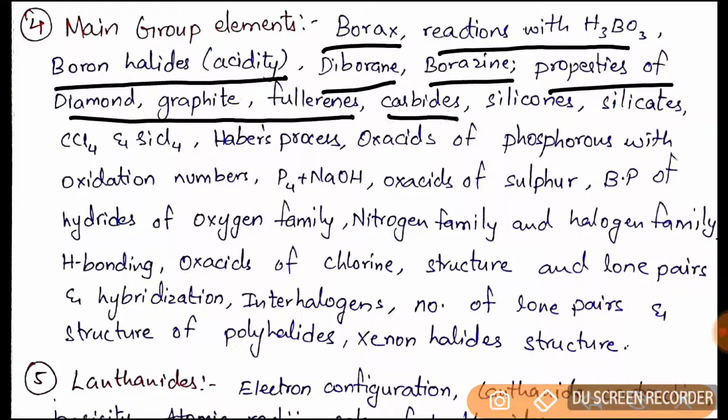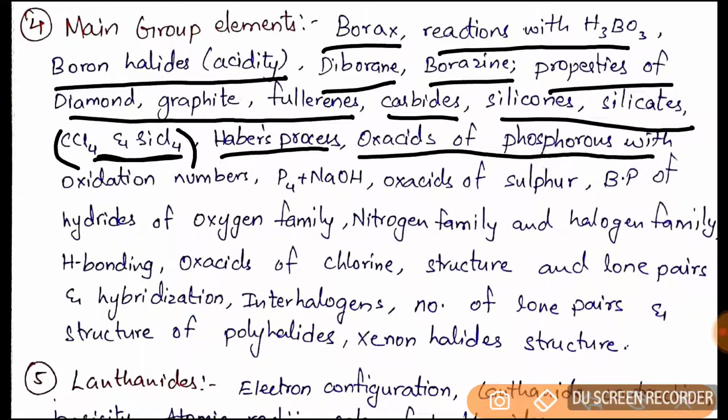And then comes carbides, silicones and silicates, and carbon tetrachloride and silicon tetrachloride. It is also a conceptual question. So you can just go through this conceptual question: why silicon forms tetrachloride whereas carbon doesn't form? And here comes the Haber's process and oxoacids of phosphorus with oxidation numbers. And also, not a conceptual question, but the compound that is formed in the reaction between phosphorus and sodium hydroxide is very important. This is a repetitive question at +2 level.